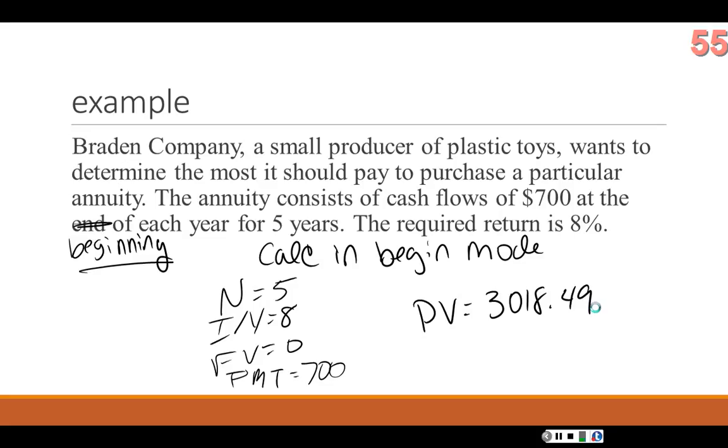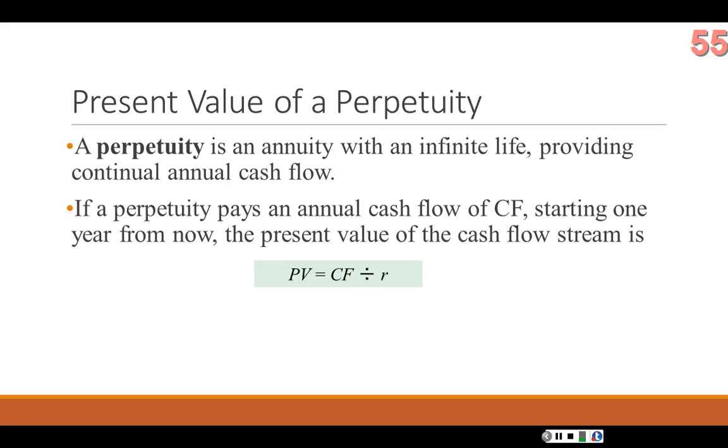The next concept we're going to cover is a perpetuity. A perpetuity is an annuity with an infinite life. So it's continual equal cash flows. The present value of a perpetuity is equal to the cash flow or payment divided by the interest rate. This is the only time that we don't use the financial calculator. We simply use the formula. When you're using the formula to calculate the present value of a perpetuity, you have to enter the interest rate in decimal form.